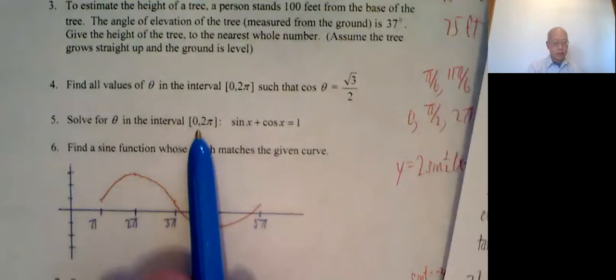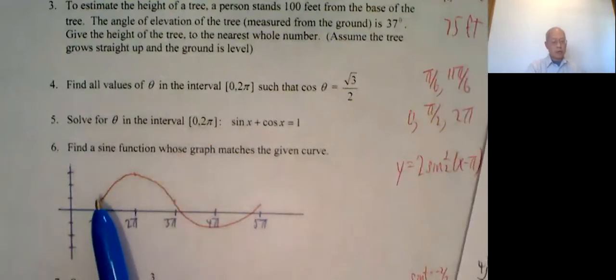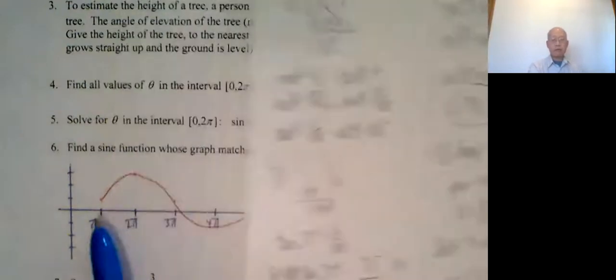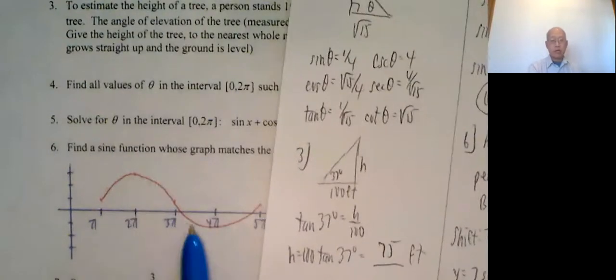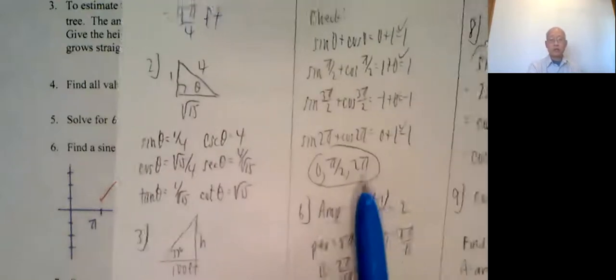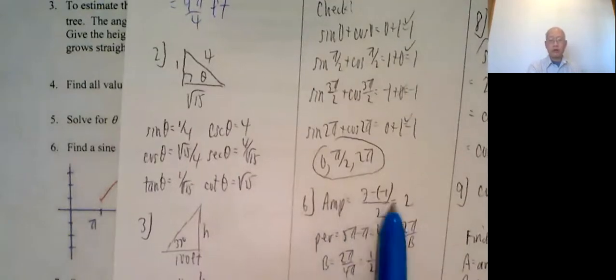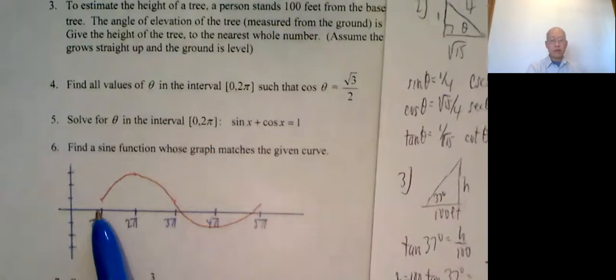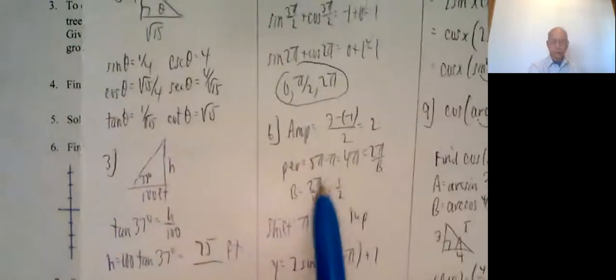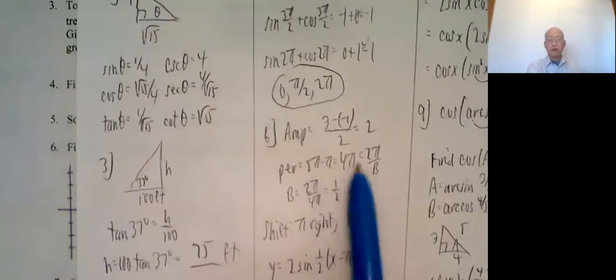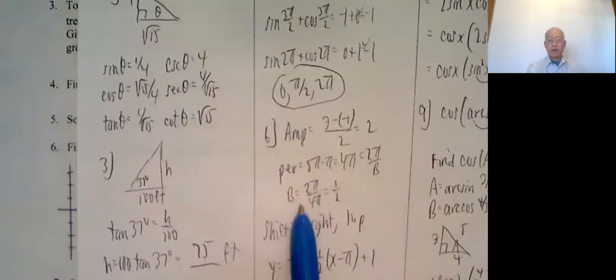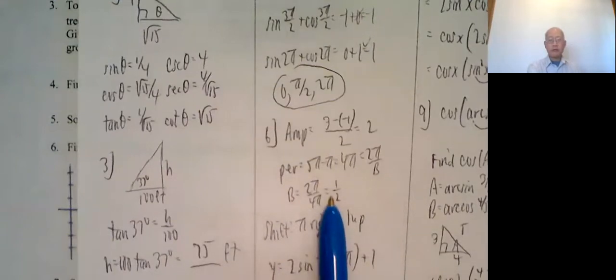Okay, number 6, the amplitude. Amplitude is maximum minus minimum divided by 2. Maximum is 3, minimum is negative 1. So that's 3 minus a negative 1 divided by 2. That's 2. The period is 5 pi minus pi, which is 4 pi. Formula for the period is 2 pi over b. Switch these two. b is 2 pi over 4 pi, which is 1/2.